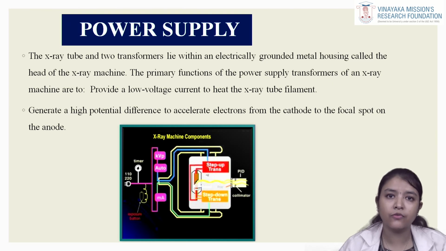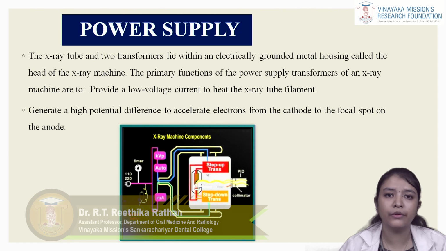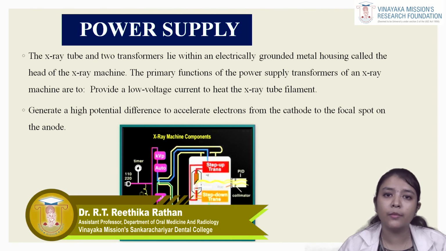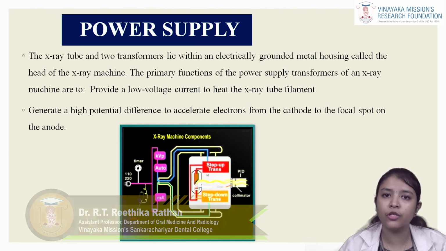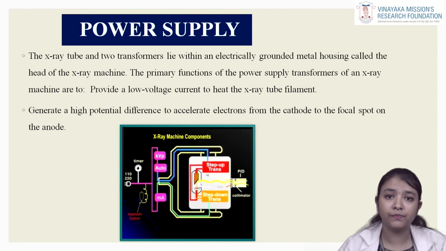The step-down transformer helps in reducing the voltage, which is normally 110 volt to 220 volt supplied. Because of the step-down transformer, it is reduced to about 10 volt. Then when the machine is on and the exposure button is pressed, the voltage is increased up to 60 to 100 kilovolt because of the step-up transformer.